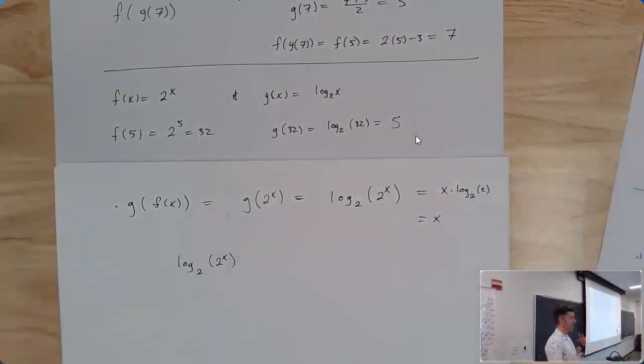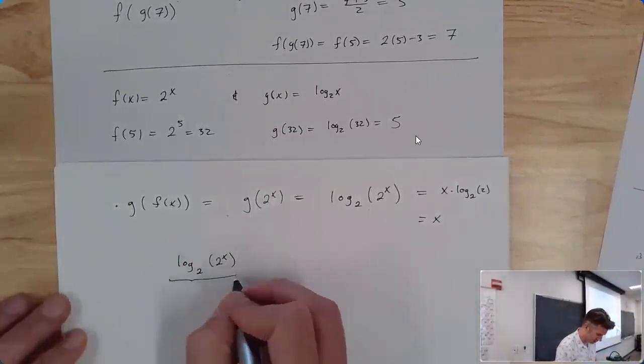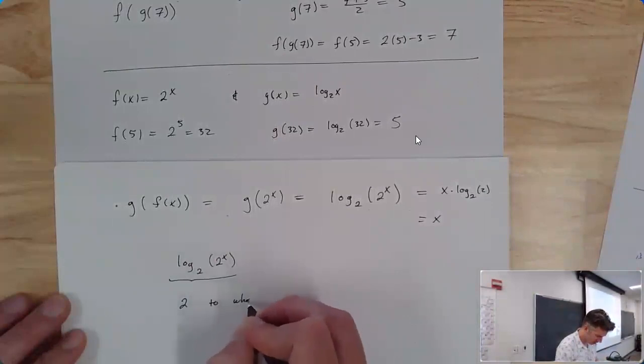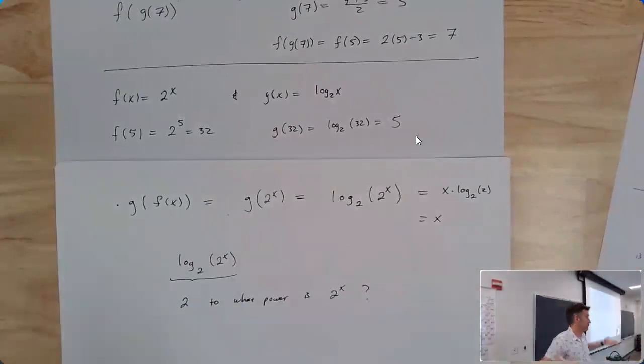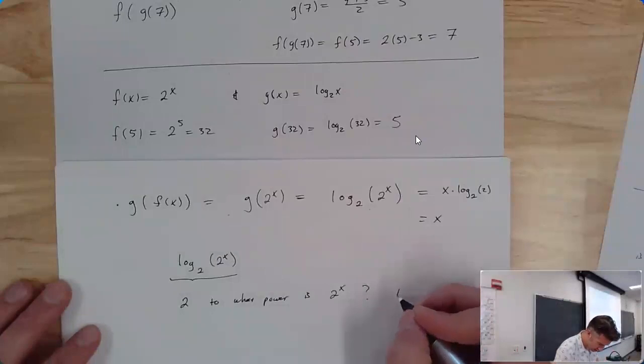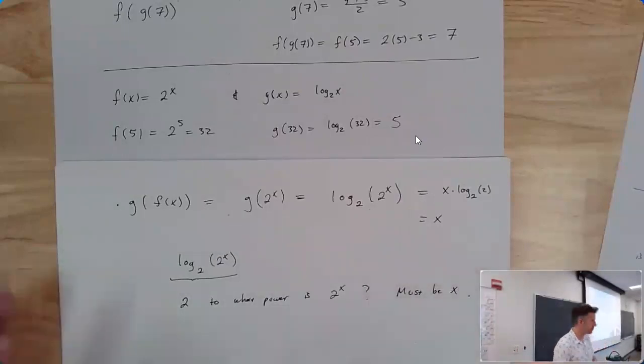when I read log base 2 of 8, I think to myself, 2 to what power equals 8? So when I read log base 2 of this, what I'm really thinking is, 2 to what power is 2 to the x? So 2 to the what equals 2 to the x? It seems like almost a dumb question to ask because you've already said the answer. 2 to the x is 2 to the x. So that power must be x.